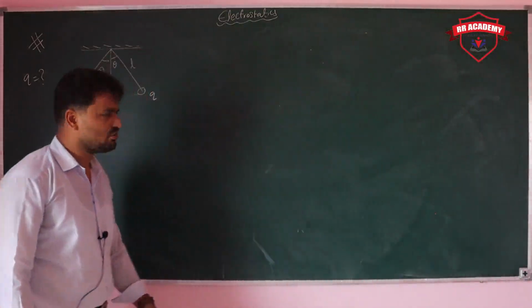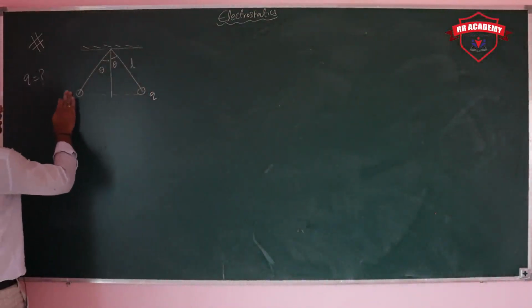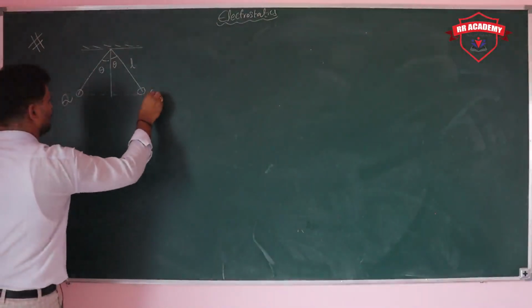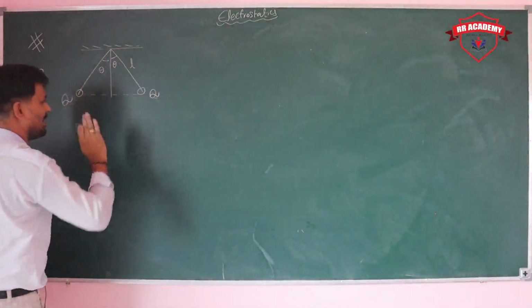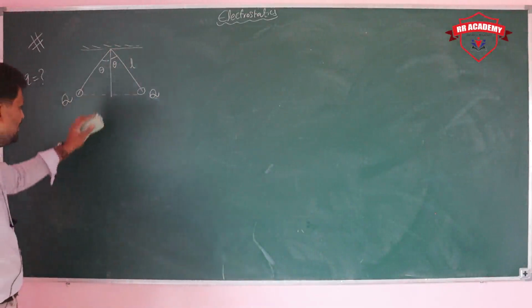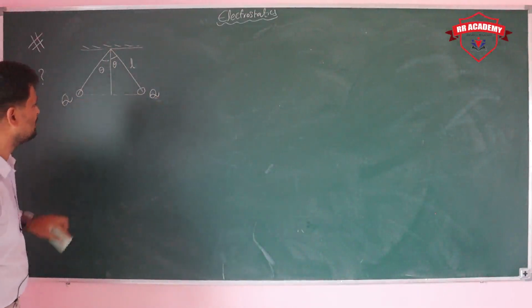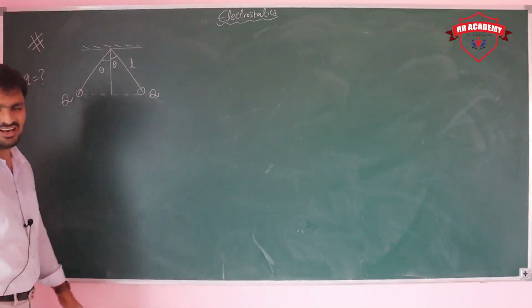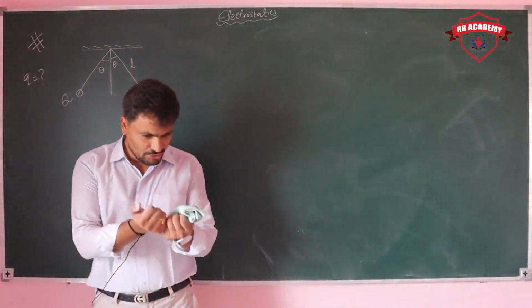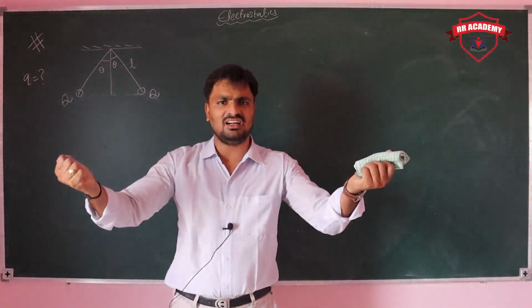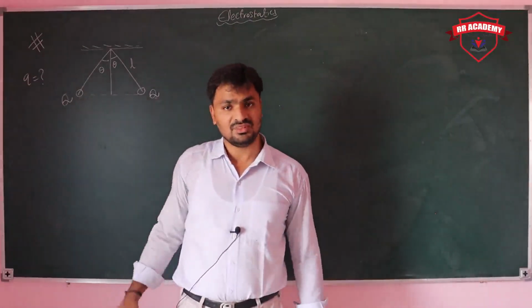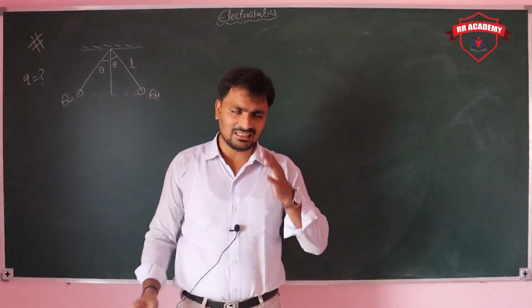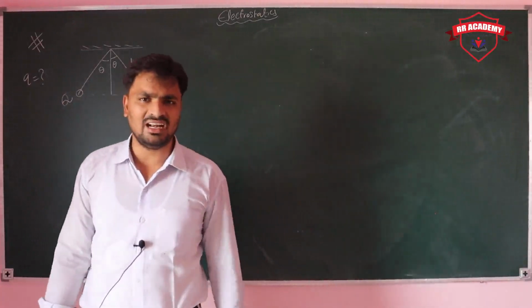Okay, let's see the question. They mention these two are identical. I am considering plus Q and plus Q suspended by massless insulating strings. Insulating means it's not attracting and not repelling the charges. The length of each string is L. Due to the repulsion they move apart, and they are in equilibrium. Then only they can make an angle theta.